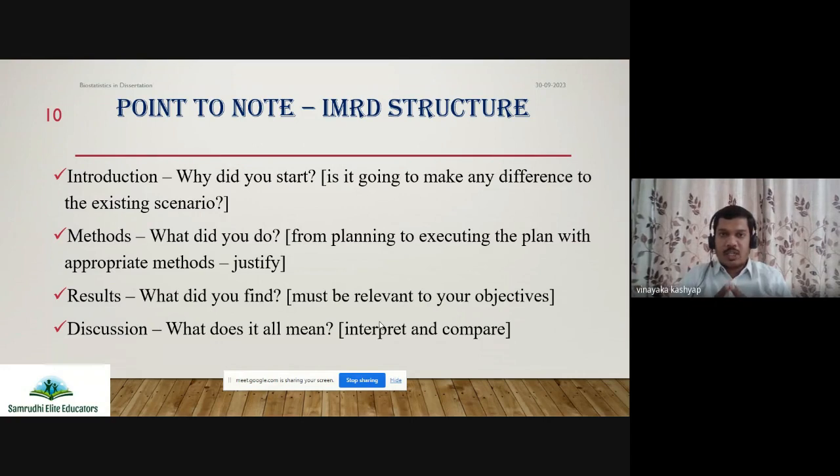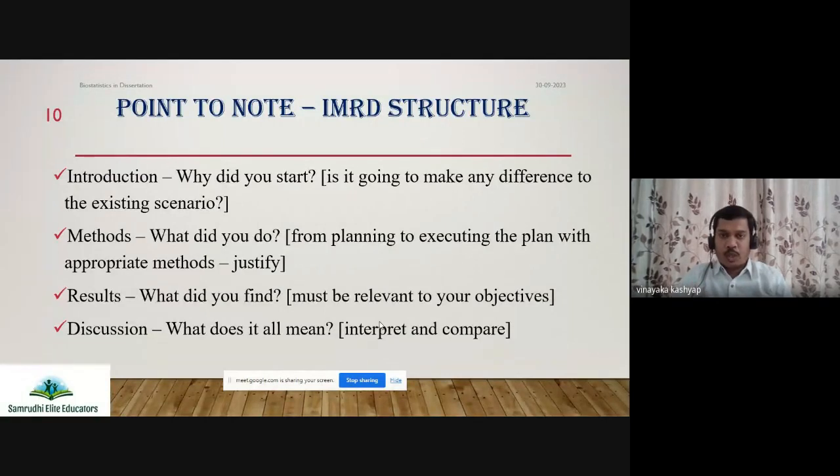So what exactly is introduction? You are going to say, why did you start? Okay, so why are you doing this particular study? Is it going to make any difference in the existing scenario? Now, for example, we know the prevalence of diabetes in India, whether in the rural or in the urban, collectively is around 10%.